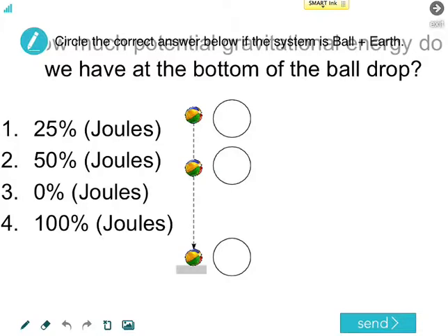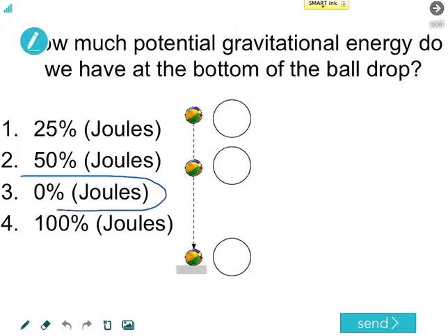Now, keeping the same system of the ball and the earth, we want to know how much potential gravitational energy is at the bottom of the drop. Well, at the very bottom, the ball has no height, which means it can't have any potential gravitational energy. So there is 0%. And if you notice the word joules behind it, that's just a unit of energy. We'll talk more about it later, although you may have heard it in some other classes already.